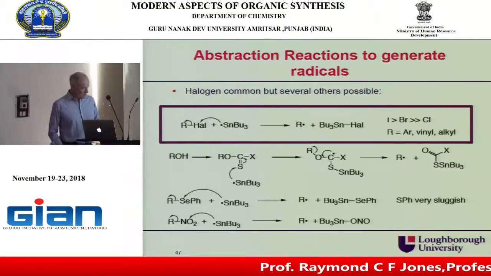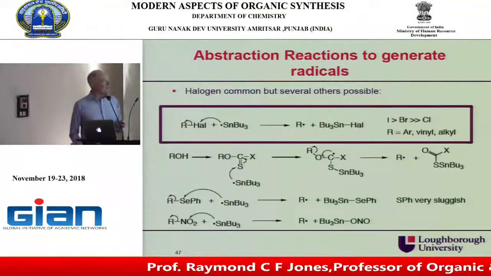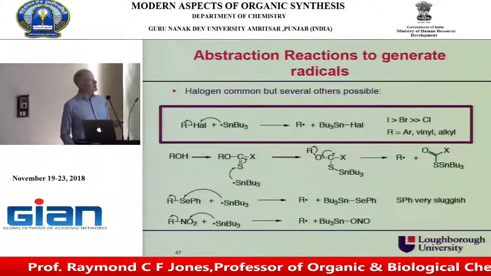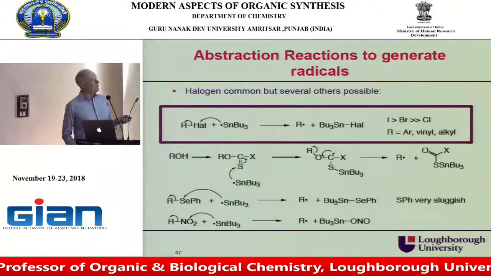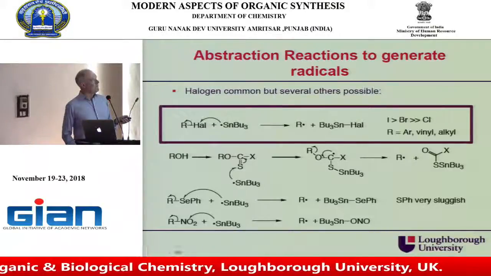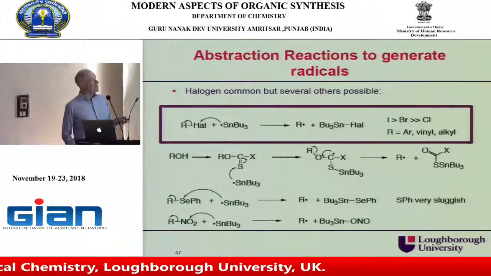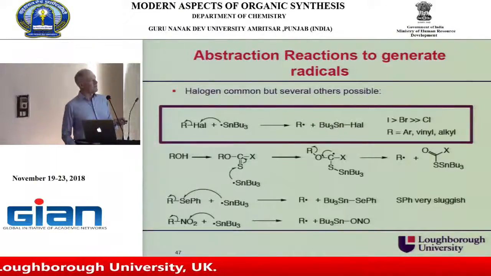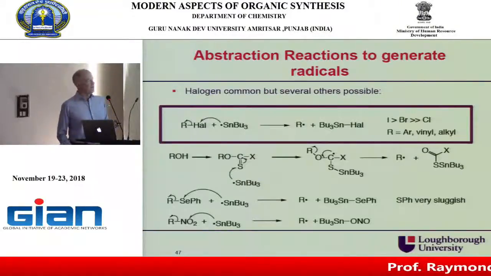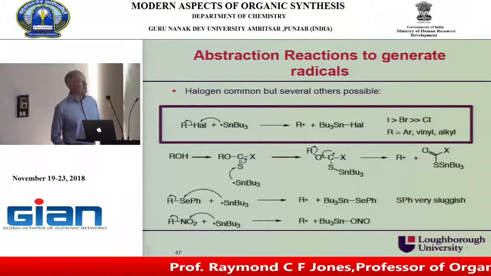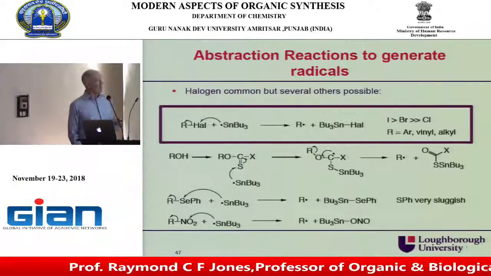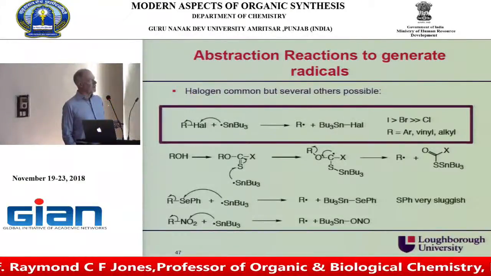So I mentioned halides, what other things can be used to start radical chains? Okay, so that's the halide where the tributyl tin radical picks a halogen atom, bromine commonly, off an organic compound to give an alkyl radical, which then does its chemistry. And actually iodides are better than bromides for this, and much better than chlorides. And the organic molecule, the carbon part, can be aromatic, it can be vinyl, it can be alkyl, in other words, almost anything.